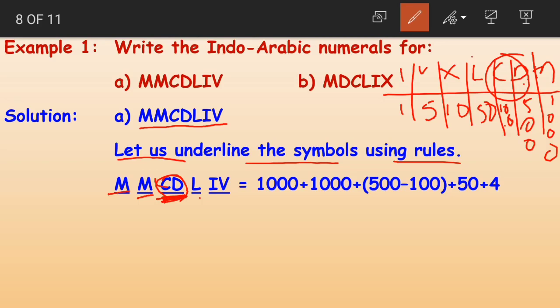Then we have L. Okay, good. And then we have IV. Again, in case of IV, I is less than V. It is on the left side. So we have to subtract both the symbols.